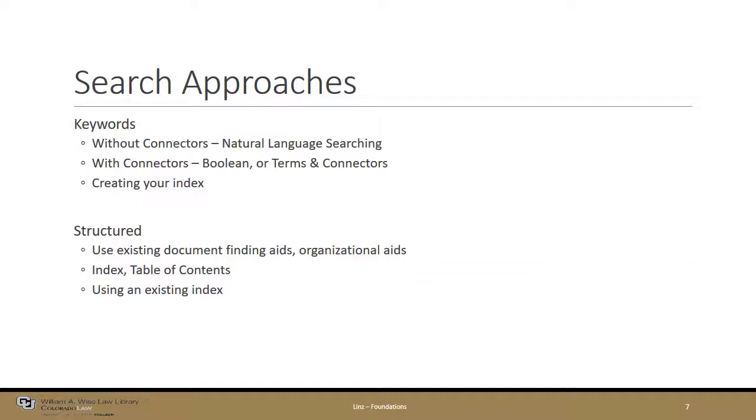So what are the various search approaches? Well, there are fundamentally two different kinds of search approaches. One search approach is to use keywords, either with or without connectors. If we use them without the connectors, the Boolean operators and the other connectors that are available, that would be considered natural language searching. If we do use the connectors, then that's a Boolean or terms and connectors search. And in either situation, what we're doing is searching through a body of legal literature and creating our own index of documents.